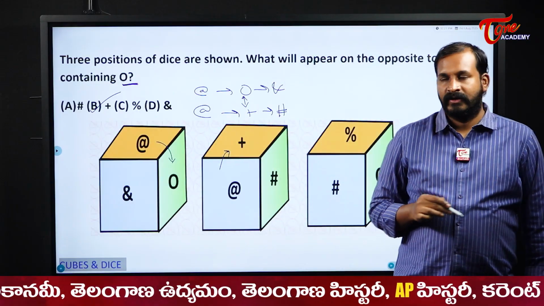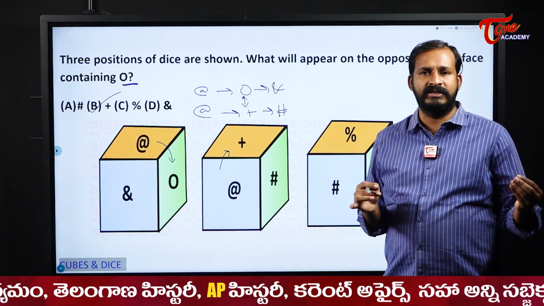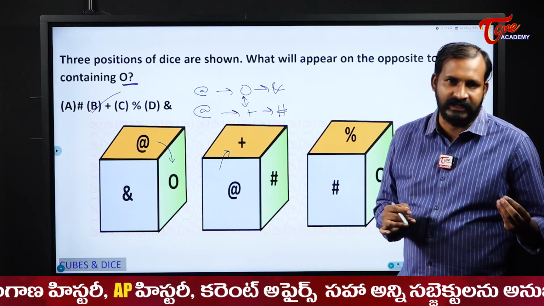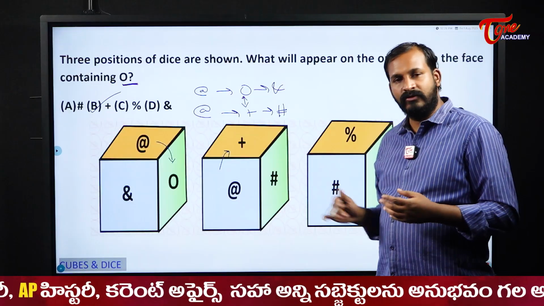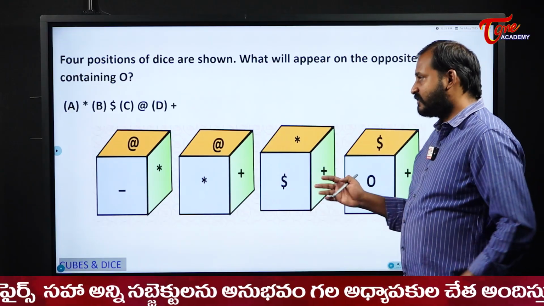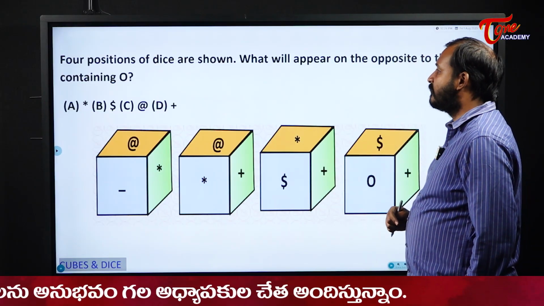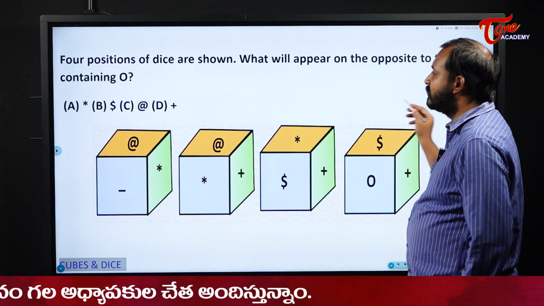Option B. Okay, the question may look big, but actually it is a very simple and easy concept. Within 5 to 10 seconds you can mark the answer, students. But for that you should know these things. Okay, right? We will see the next one. Now see here and try to get the answer, everyone pause the video and try. 4 positions of dice are shown below. What will appear on the face containing O?